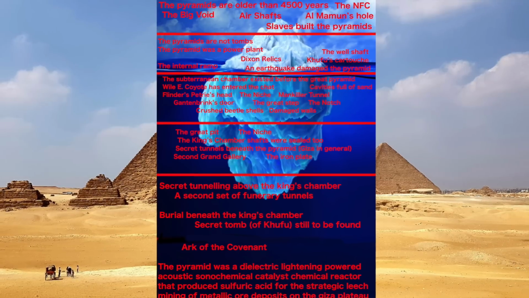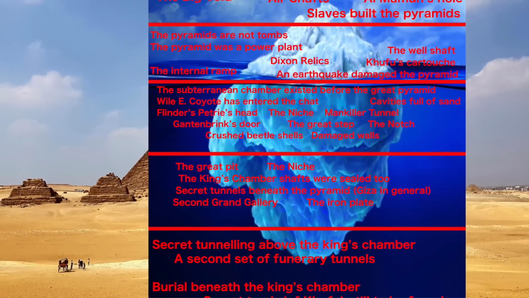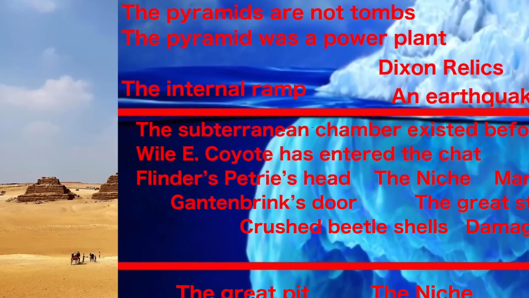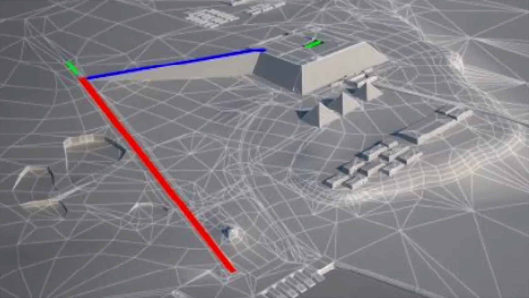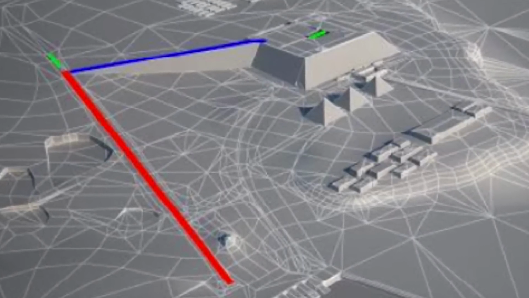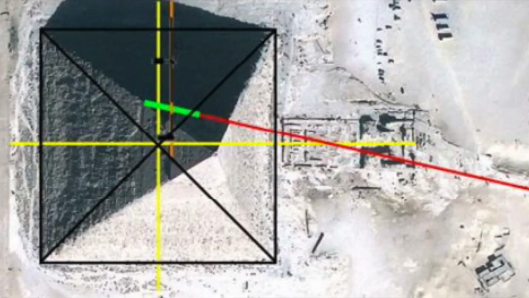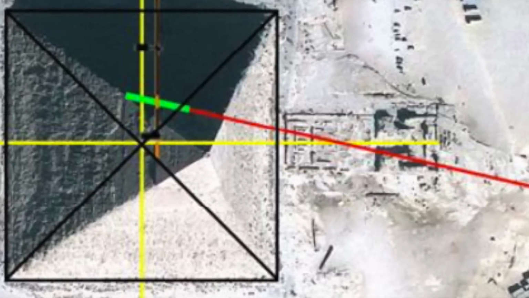The internal ramp theory. One of the most popular alternative theories regarding the construction of the Great Pyramid is the internal ramp theory. There has been so much discussion about how a structure such as the Great Pyramid could be put together, how so many blocks, some of incredible size and weight, could be held up to such great heights. Surely any ramp used in the pyramid's construction would be just as big as the pyramid itself.